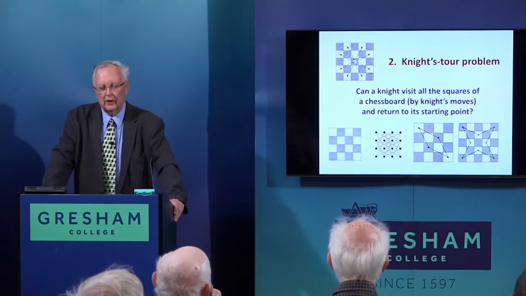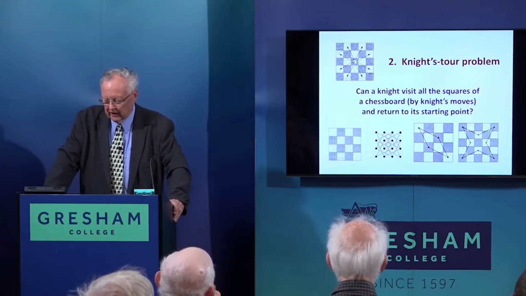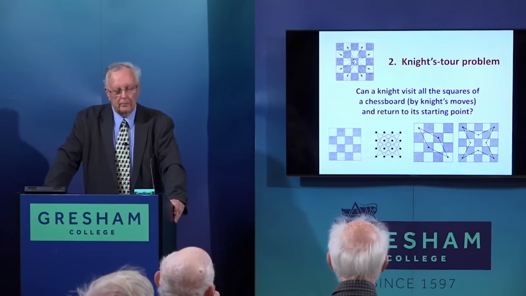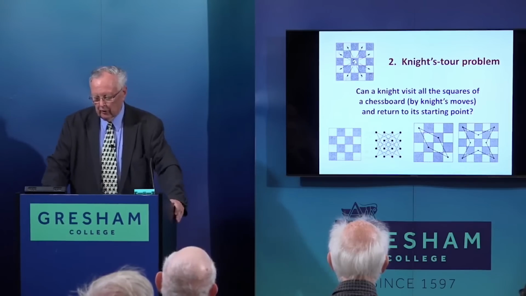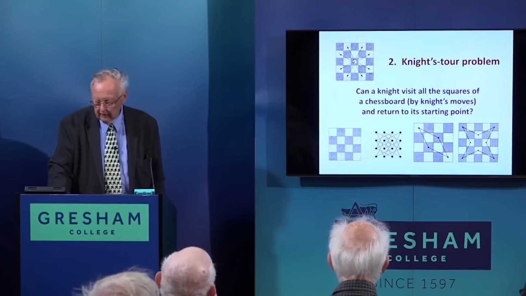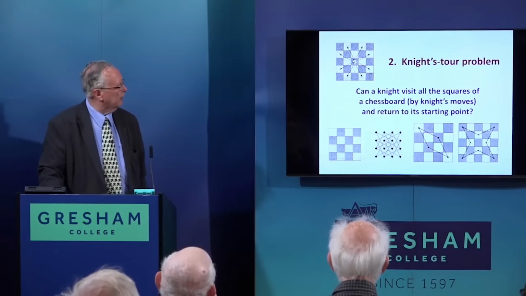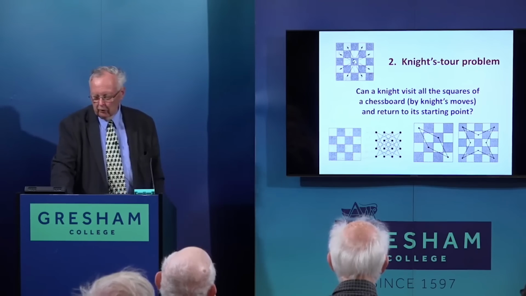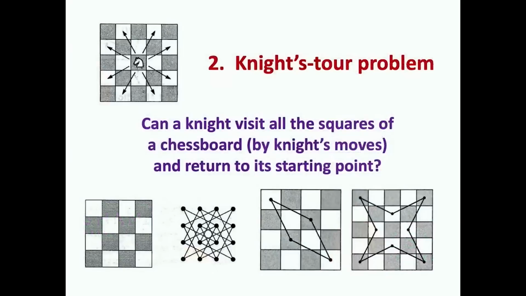Let's now turn to our second problem, known to chess enthusiasts as the Knight's Tour problem. And this problem, many centuries old, asks whether a knight can visit all the 64 squares of a chessboard by knight's moves and return to its starting point. And knight's moves, you can recall that a knight always moves 2 squares in one direction and 1 square in a perpendicular direction, so it can go to any of the squares marked here, 2 in one direction and 1 in a perpendicular direction.